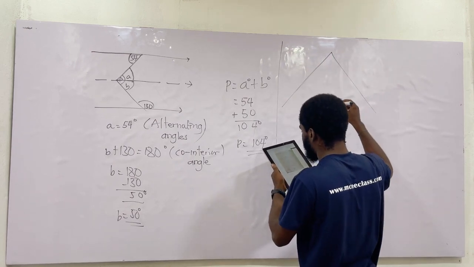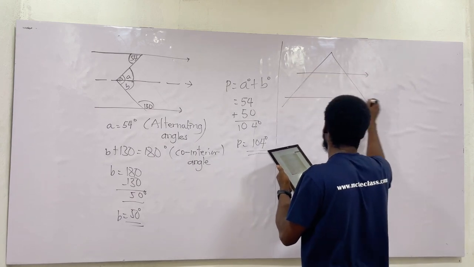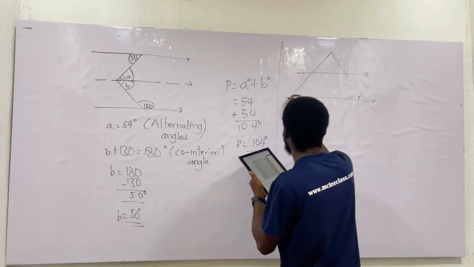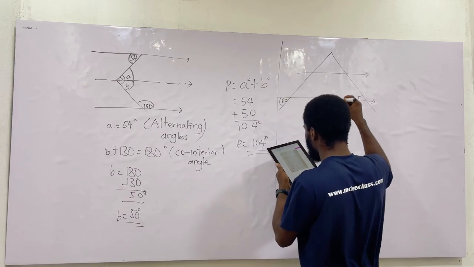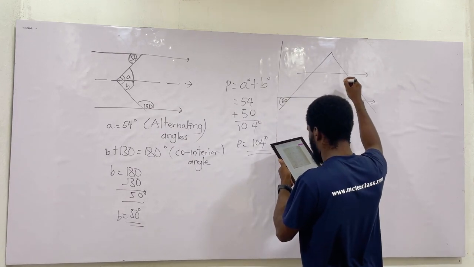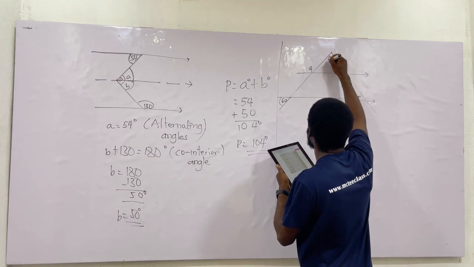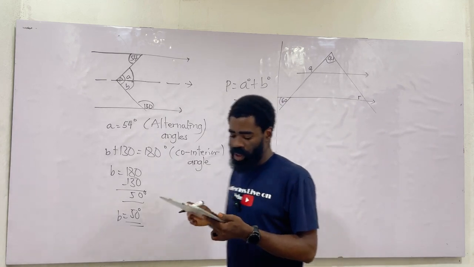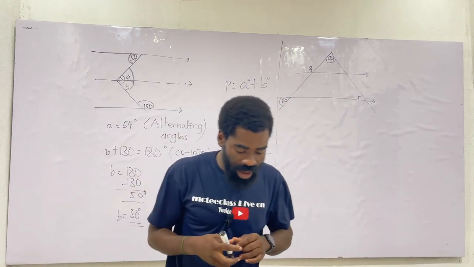Let's try 12B and see how you are going to play with that one as well. 12B. Angle here is R. Angle here is 60 degrees. Then the angle there is Q. Then that is 44. I'm to find the angle Q and angle R.